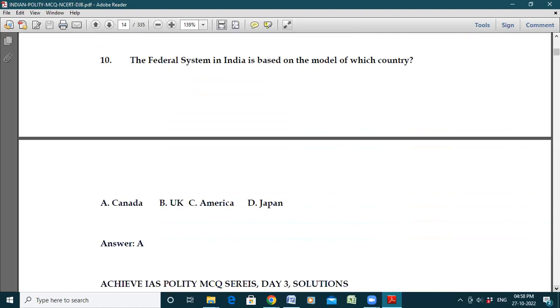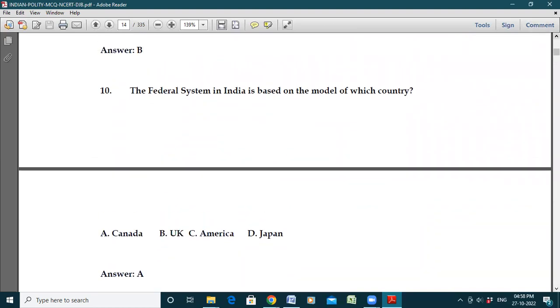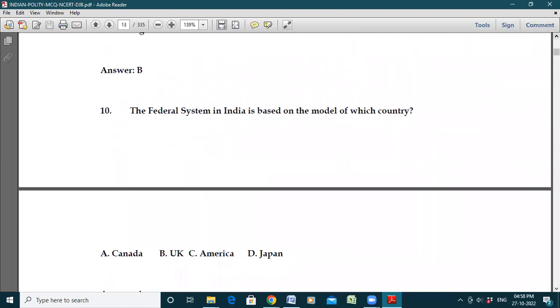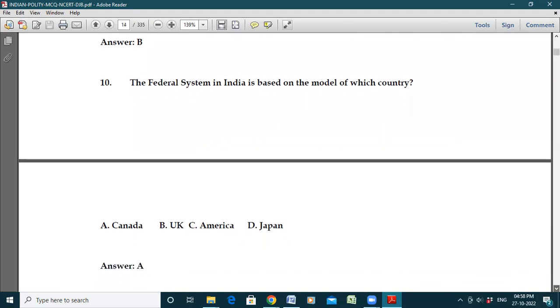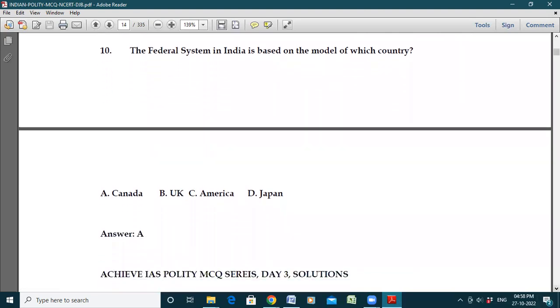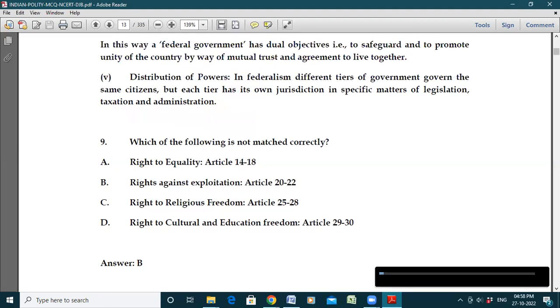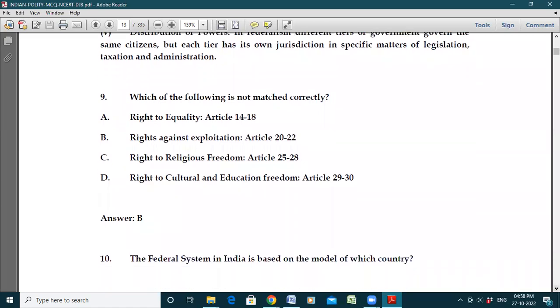How soon, next question to lay down? Next question: the federal system in India is based on the model of which country? Bharator federal system to kun country more based kora hoy asolte, aru option gita: Canada, UK, America and Japan. Aru shuddho uttor to hobo yat Canada. So Bharator jitu federal system ase hetu asolte Canada por base kori pelai bonua hoise.